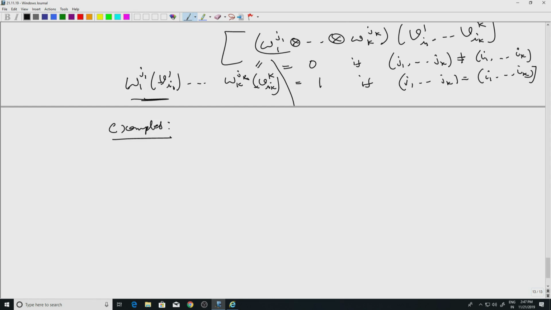Now that we know that these tensor products of one-forms form a basis, we can try to express some familiar multilinear forms in terms of the basis. For instance, in Rn, let's take f of (v, w) to be the inner product of v and w, which we talked about earlier. This is a bilinear form on Rn.